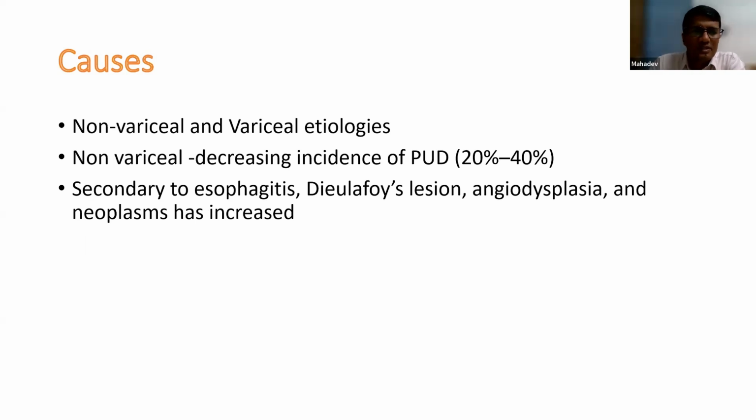So what are the causes for upper GI bleed? The causes are divided into non-variceal causes and variceal etiology. Earlier, non-variceal causes used to be common because of peptic ulcer disease. Now, with the introduction of PPIs, there is a decrease in the incidence of peptic ulcer disease. It is approximately 20 to 40%. The other causes of non-variceal bleeding are esophagitis, diffuse lesions, angiodysplasia, and neoplasms, that is, malignancies of the area.